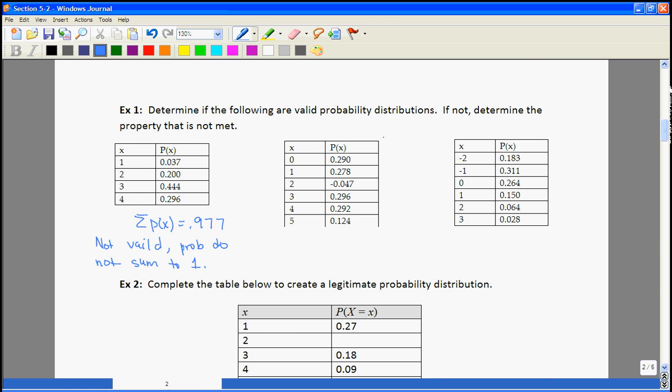Let's take a look at the second one here. So we have 6 different values that the random variable x can take on. And first I'm going to scan each individual probability and make sure it's between 0 and 1. What you might notice almost immediately is for the value 2, we have a negative probability. So I don't even need to bother to see if they sum to 1, because that is a deal breaker right there. So this is not valid because there is a negative probability.